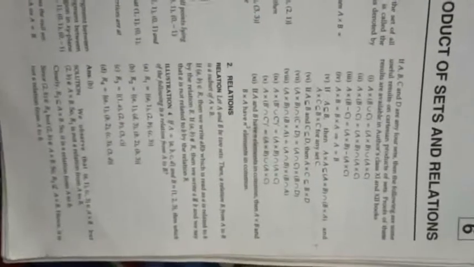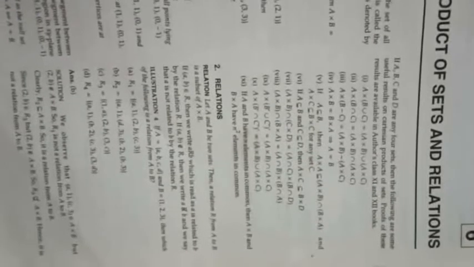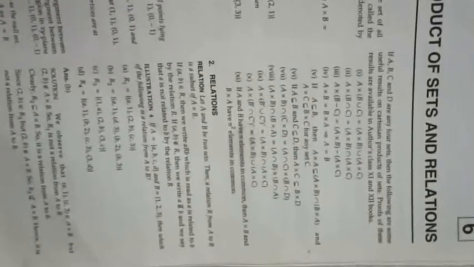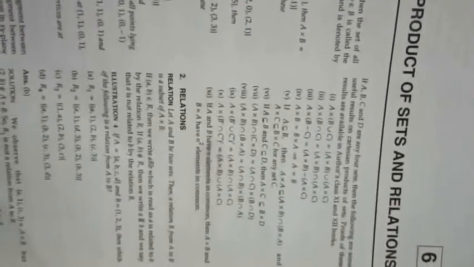Take A as {1, 2, 3} and B as {2, 4}. Now find A cross B and B cross A, so you will get the answer. Now what is a relation? If A and B are two sets, then a relation is nothing but a subset of their Cartesian product, that is A cross B. And if (a, b) belongs to R, then we can write it as a is related to b. If (a, b) does not belong to R, we can write a is not related to b, and we say that a is not related to b by the relation.